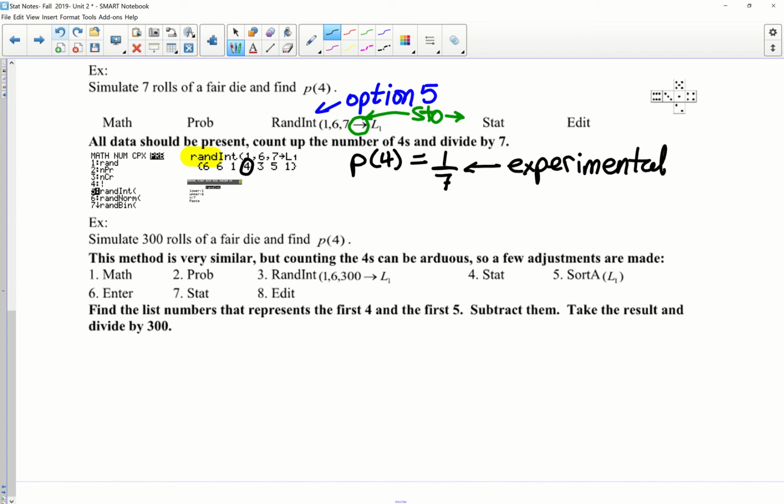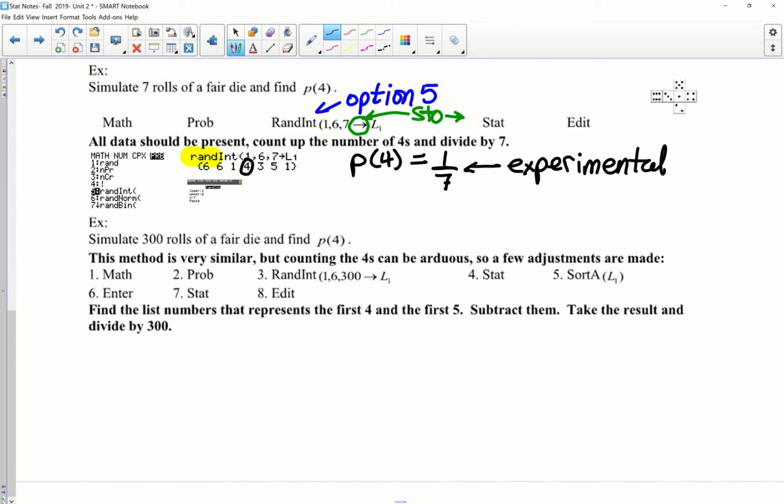Professor, why do we then go to stat and edit? Like that brings us to the column table. Why do we do that? Oh, stat and edit would bring you to the column table if you wanted to do some other calculations with it. So we don't. In this case, you don't need to do it. We're going to do it in the next case.